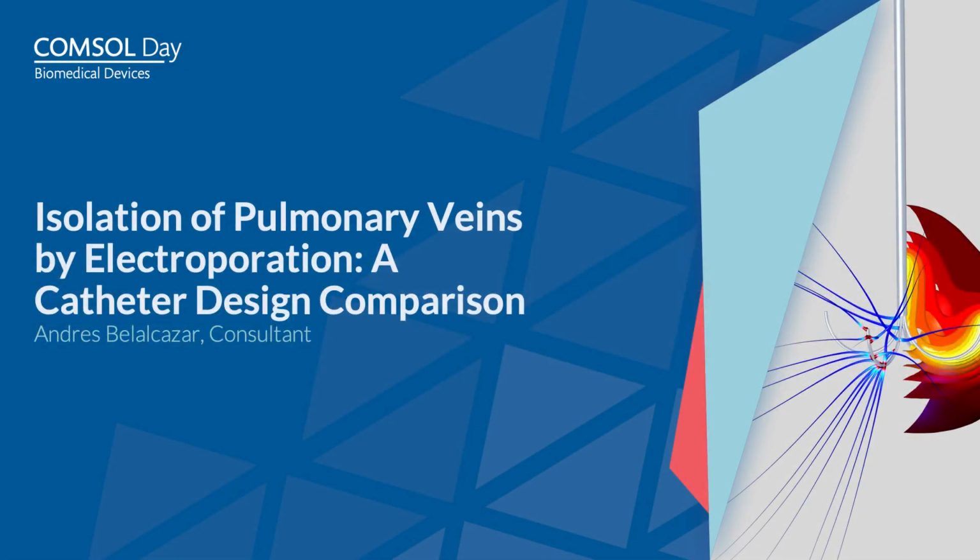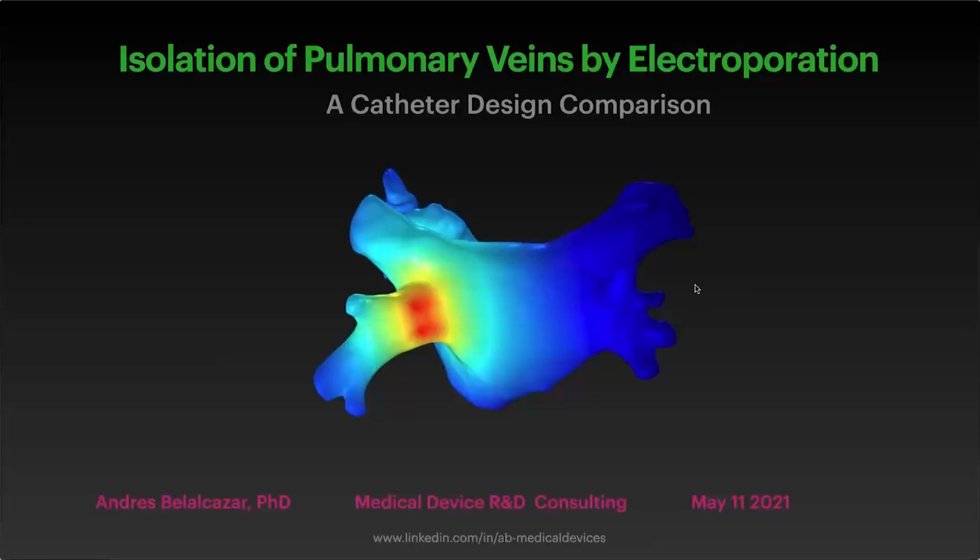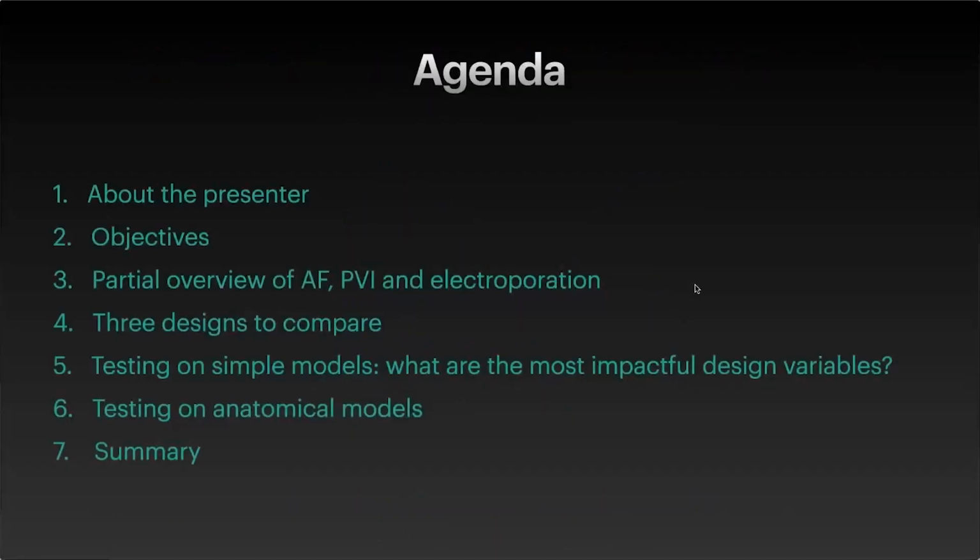Okay, so I'm going to speak today about the isolation of pulmonary veins by electroporation. This will be a catheter design comparison. So a little bit of the agenda here, I'll tell you a little bit about me, set the objectives for my talk, describe the disease that we're targeting, and then describe the designs that we are going to be comparing.